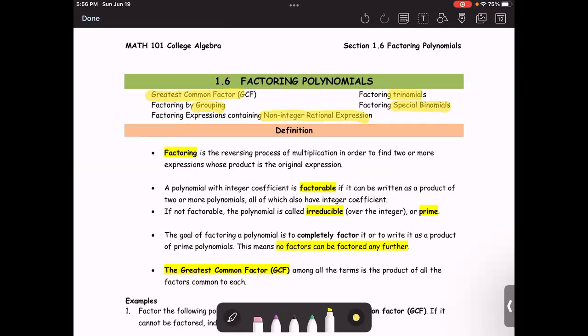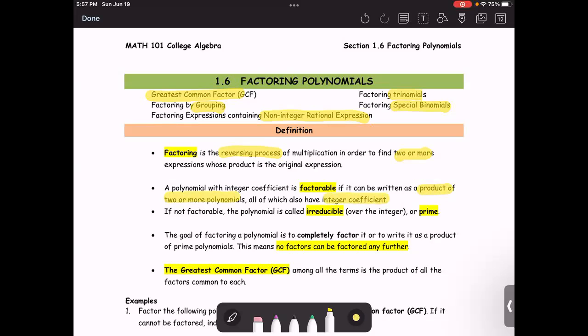The definition of factoring. Factoring is the reverse process of multiplication in order to find two or more expressions whose product is the original expression. A polynomial with integer coefficients is factorable if it can be written as a product of two or more polynomials, all of which also have integer coefficients.